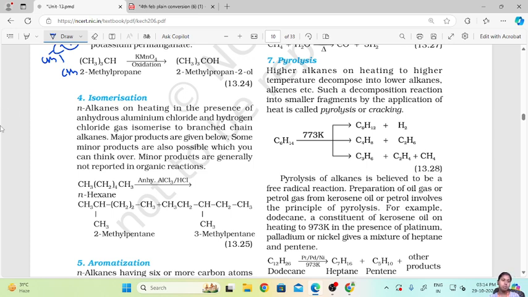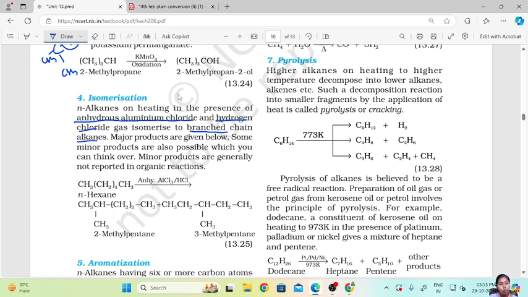Now isomerization means, when you heat n-alkanes, n number of alkanes means many alkanes, in the presence of anhydrous aluminum chloride. Okay, this catalyst you have to remember: anhydrous aluminum chloride and hydrogen chloride, that is your HCl, hydrochloric acid. So in the presence of hydrochloric acid and anhydrous aluminum chloride, when you heat n-alkanes, you get isomerized branched chain alkanes. You get a straight chain converted to a branched chain alkane.